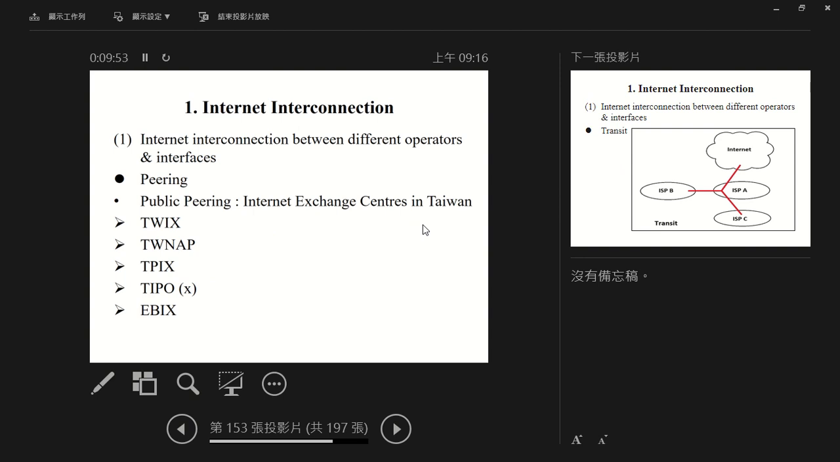And take Taiwan, for example. Currently, we have 4 internet exchange centers. And I think the first one is maybe the most important one.